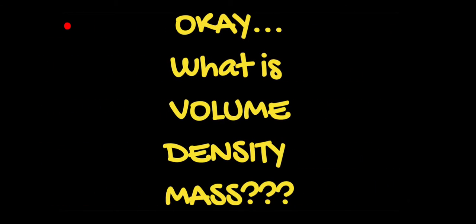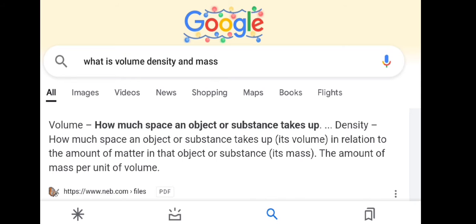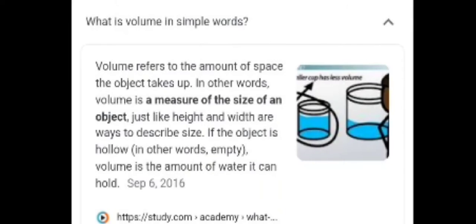What is volume, density, and mass? Here's a summary from Neb. Volume: how much space an object or substance takes up. Density: how much matter there is in an object or substance in relation to the space it takes up. In other words, volume is a measure of the size of an object, just like height and width are ways to describe size. If the object is hollow, in other words empty, volume is the amount of water it can hold.